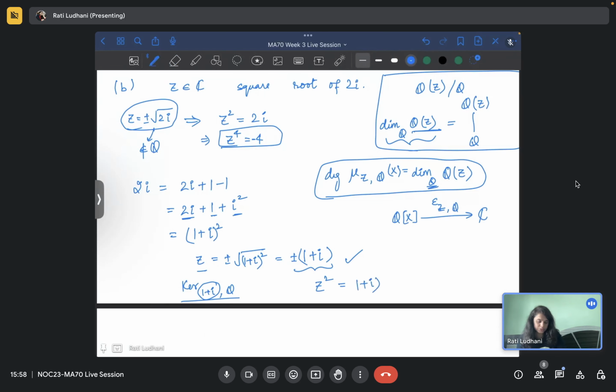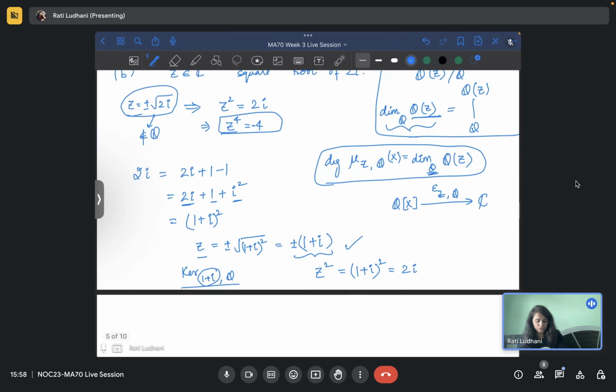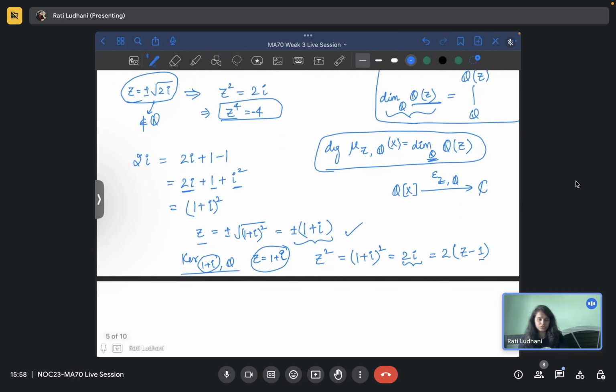(1 plus i) square, that is 2i. Now you need to write it in the form of z. I know z is really 1 plus i. I'm just considering the plus part right now. So in place of i I can write z minus 1. Now I am in Q, like 1 belongs to Q. So you will get z square minus 2z plus 2 is equal to 0.